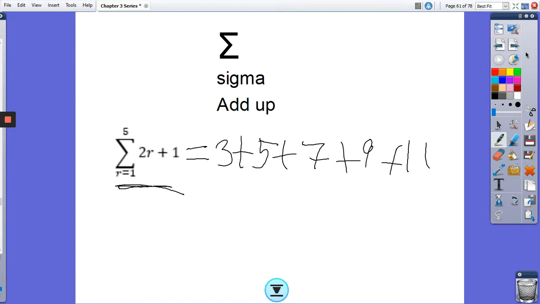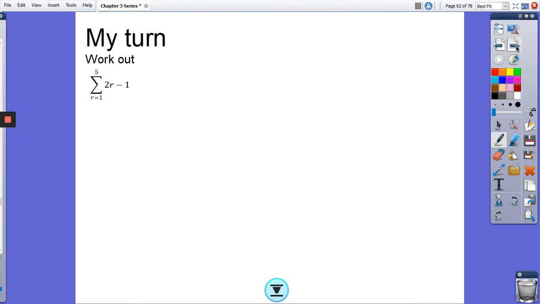Right, let's have a look at a different example. It's my go, I'm going to go through this. I want you not to forget to make notes, so pause to make the notes, and then listen and watch while I'm speaking. This is going to be very much like what we just had before. You've got r equals 1 to 5 for 2r minus 1.